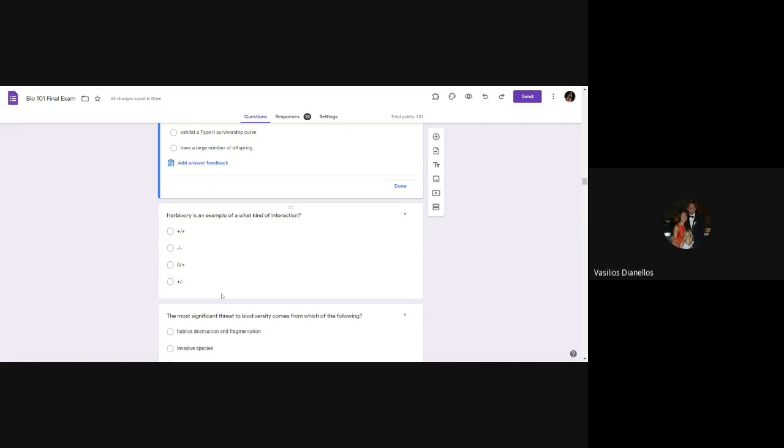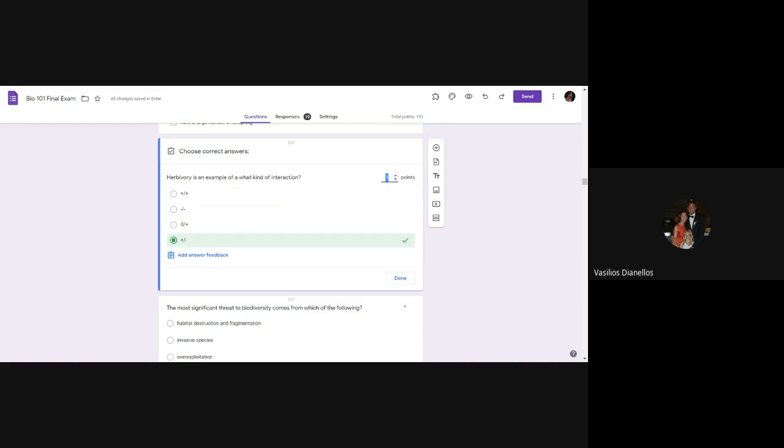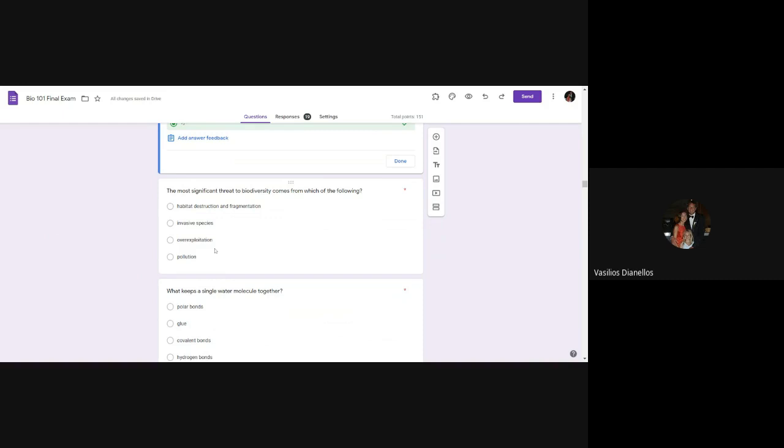Plus minus is simply the answer. There's no way around it. I think the most common wrong answer was neutral and positive. I don't know why, but anyway, the answer is positive and negative, right? Good for the thing eating the plant, bad for the plant, generally speaking. Anyway, the most significant threat to biodiversity comes from which of the following?